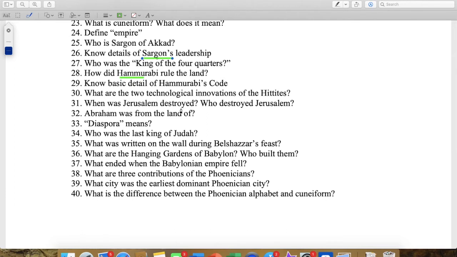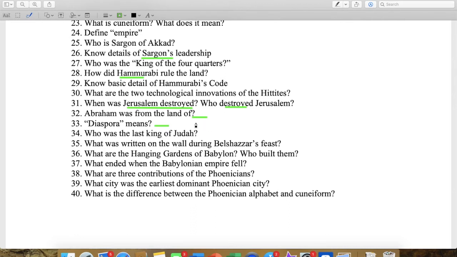When was Jerusalem destroyed, and who destroyed Jerusalem? Abraham was from the land of, simple, you know that from the Bible. Don't forget Abraham, he was also called Abram. Diaspora means, and you might know that from the New Testament, but diaspora means something. Who was the last king of Judah?